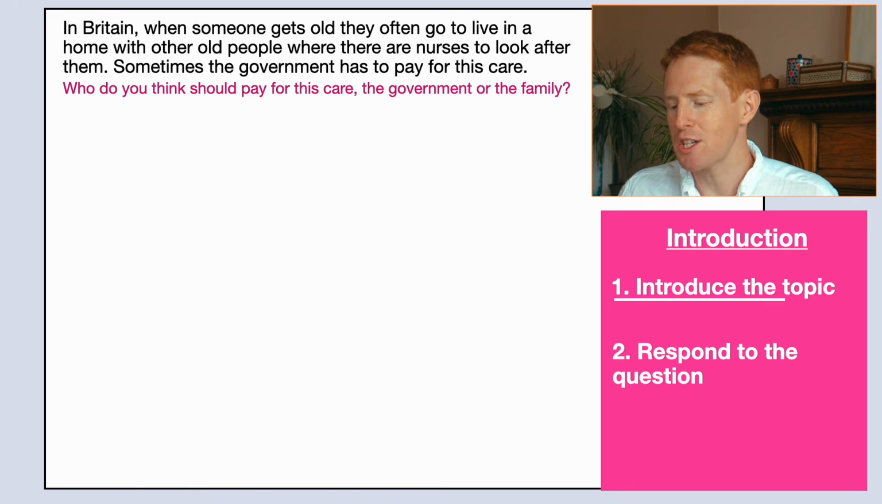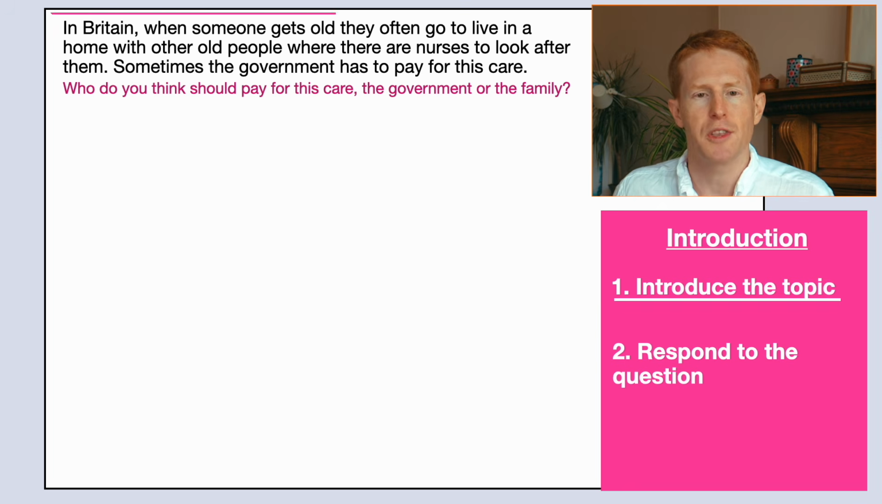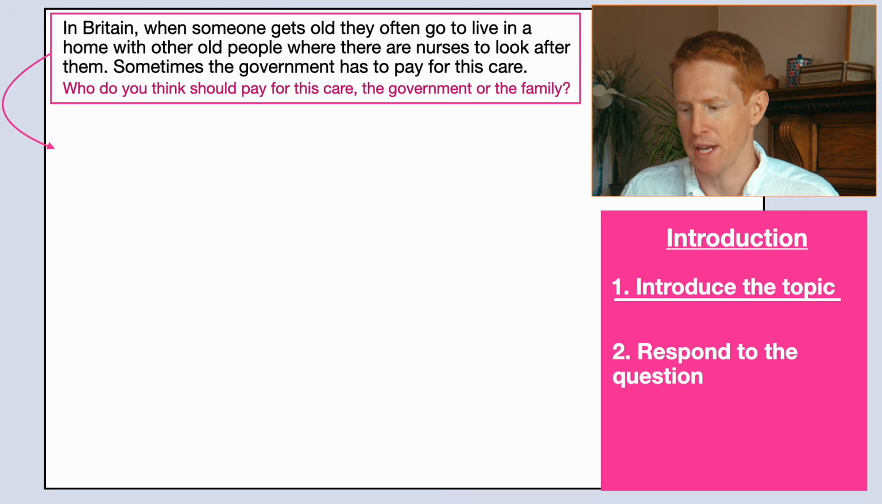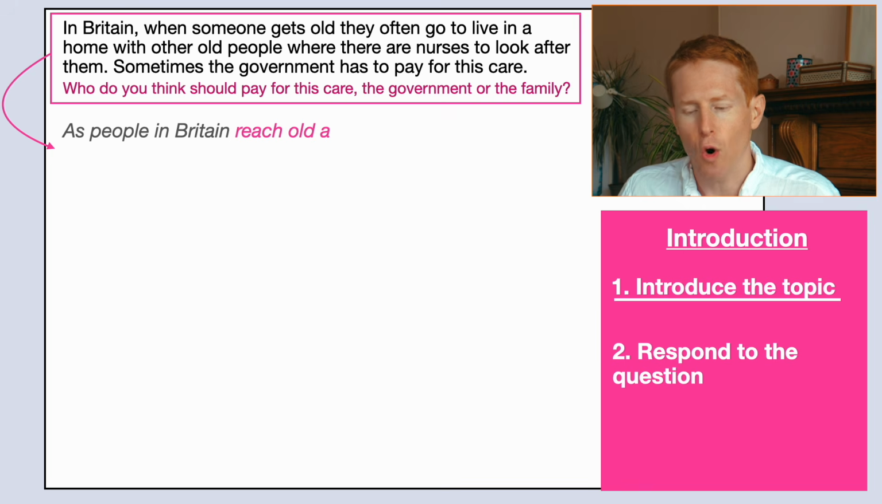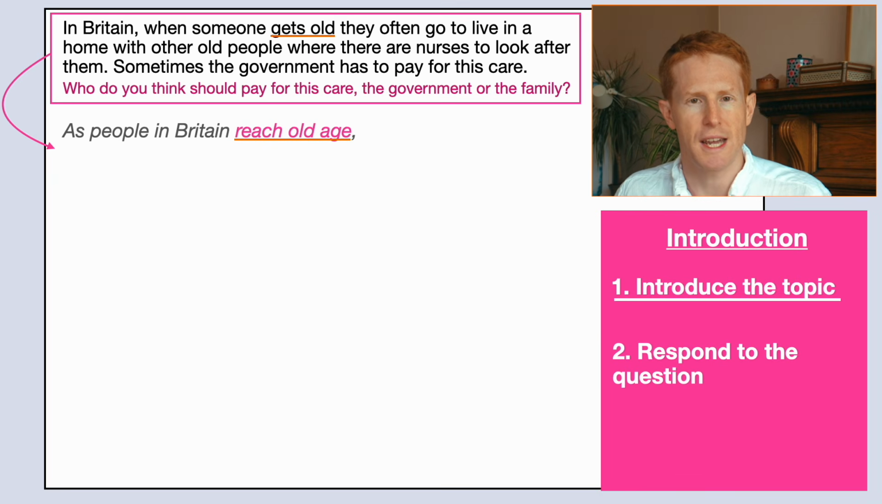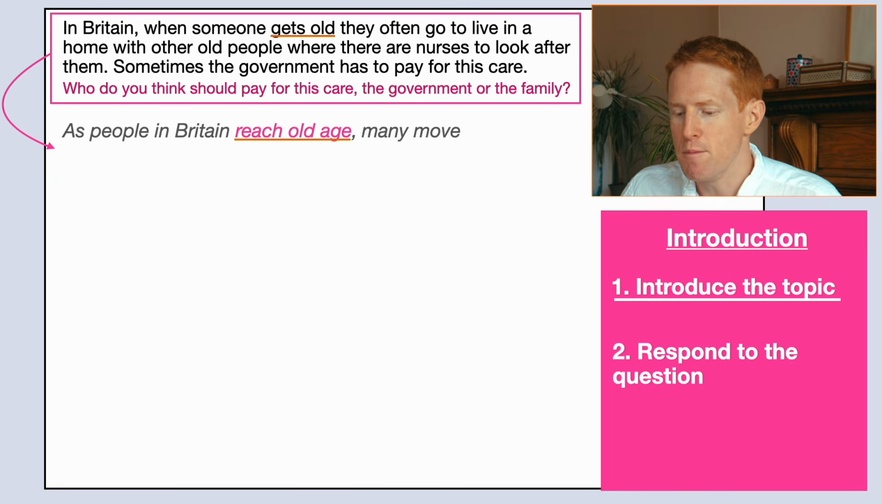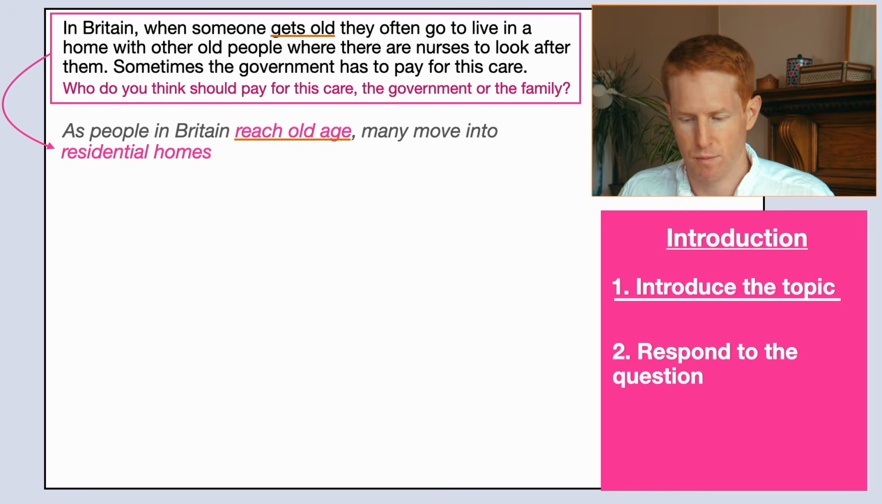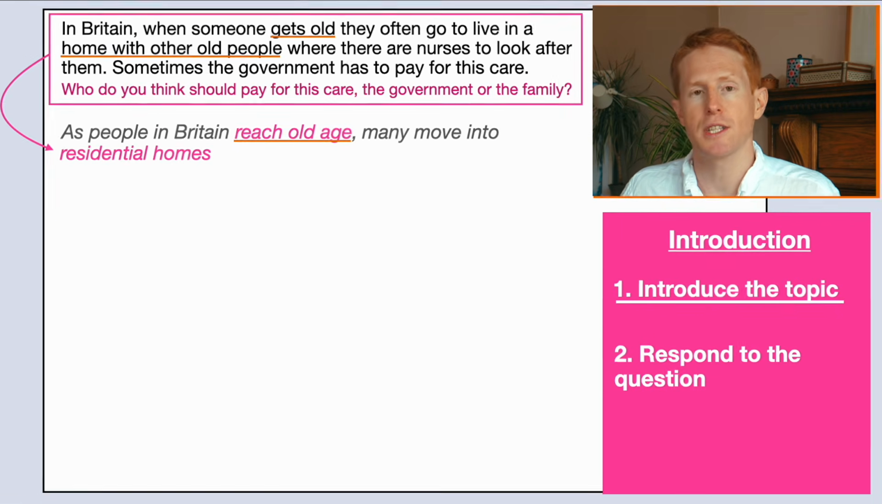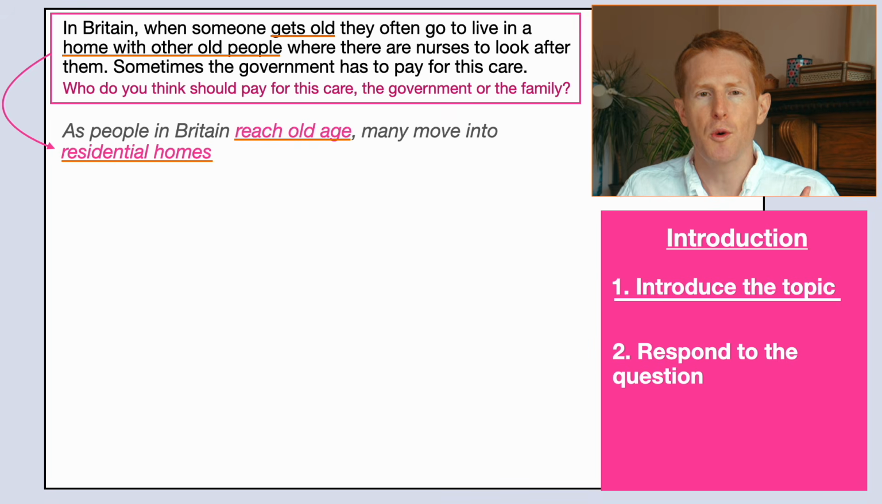So let's first introduce the topic. Now for that, we look at the question and the rubric, and then we change some of the words. I'll show you what I mean. As people in Britain reach old age. So notice I use this phrase, reach old age. In the question it says, gets old, and I change that to reach old age. These are synonym phrases. Many move into residential homes. So if we look at the question, we've got live in a home with other old people, and I change this to residential homes. It's all about changing the words, using synonyms and paraphrasings.